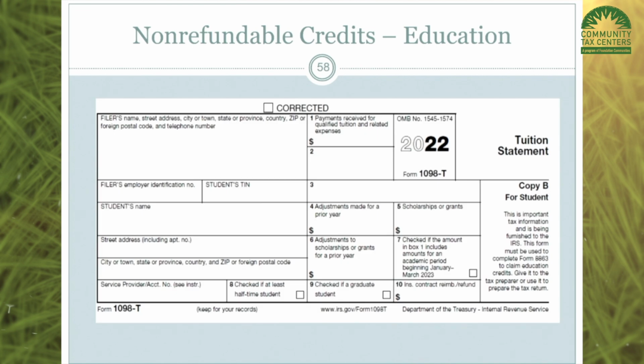So here is the 1098-T. It's going to have the institution, that university or trade school information listed. It's going to have the student's name, the student's social or ITIN. And we're looking at the amounts in box 1. These are the payments received for qualified tuition and the related expenses. Box 1 does not include books.